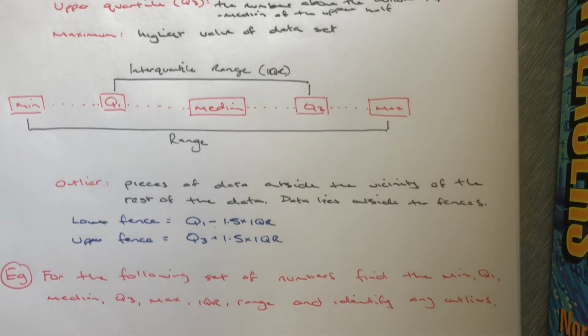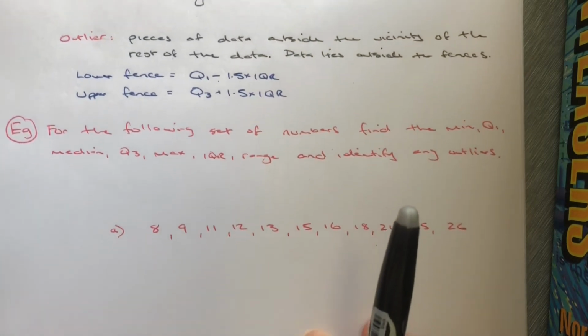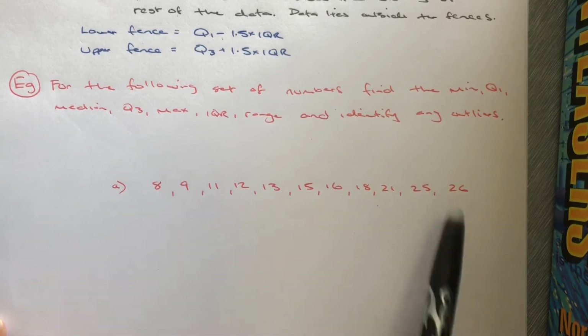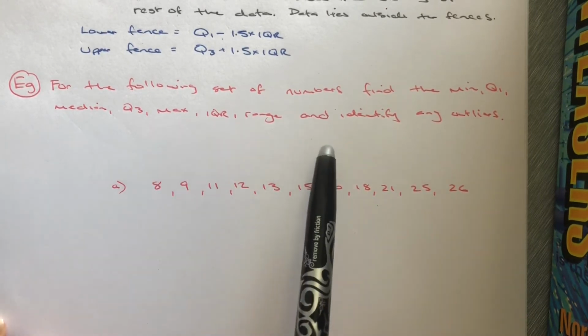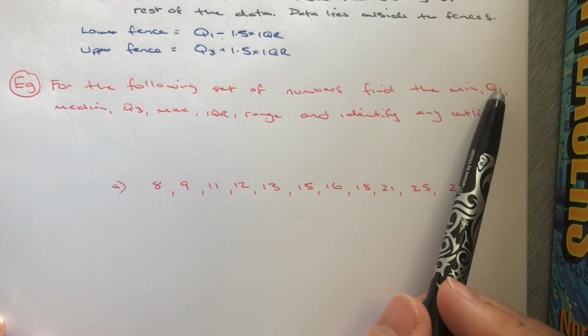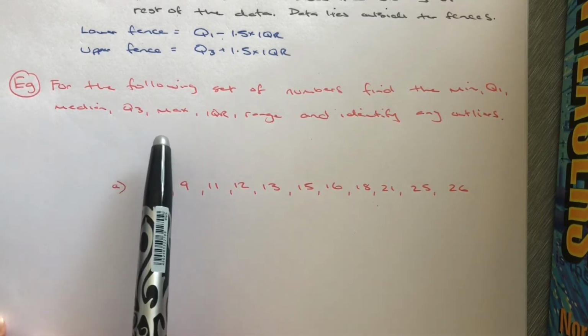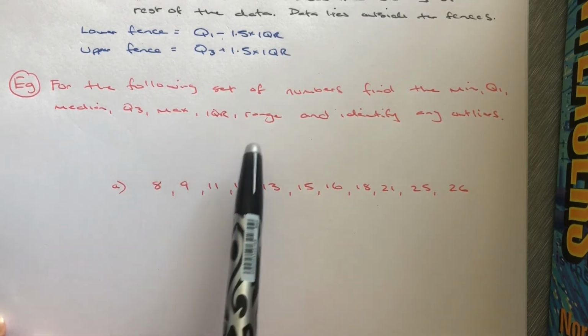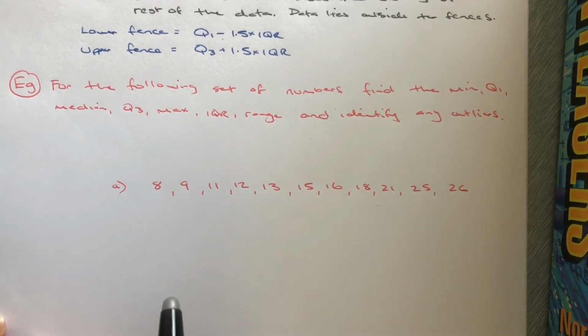All right, so this is the sort of stuff that you're going to be doing. We've been given a list of numbers here, and it's asked us to find all these different things. So we want the minimum, lower quartile, median, upper quartile, maximum, interquartile range, the range, and we're going to see if there's any outliers. Now this list of numbers is actually ordered. Something that's super important is you have to order all the numbers, but it's already been done for us this time. So we don't need to do it with this example. Okay, so let's start working out all these important things.